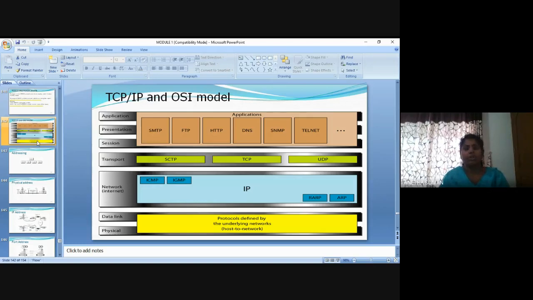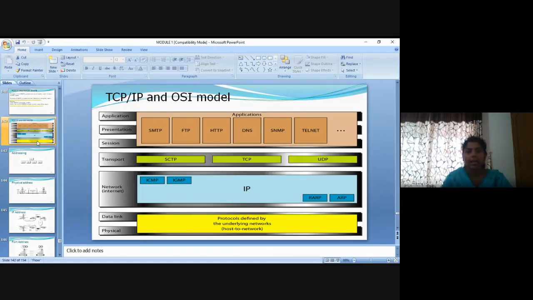Now, what are the protocols in each layer? I told you all these layers are nothing but packages of some protocols. Considering the physical and the data link layer of TCP/IP, you don't have any specific protocols in those layers. You can see in the diagram, protocols defined by the underlying networks. You should not use only one protocol in physical or anything like that. They can use any proprietary or standard protocols. Any type of protocol can be used in the physical and the data link layer.